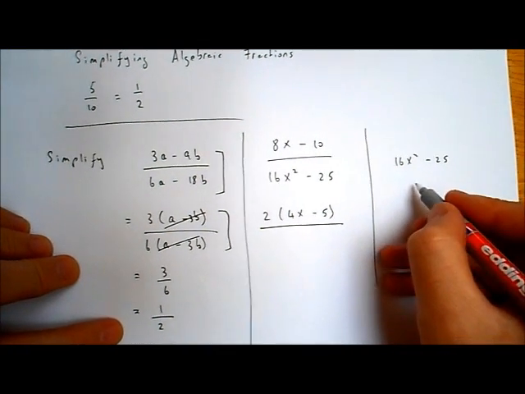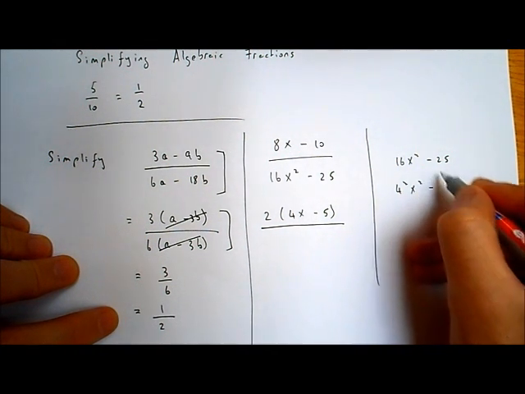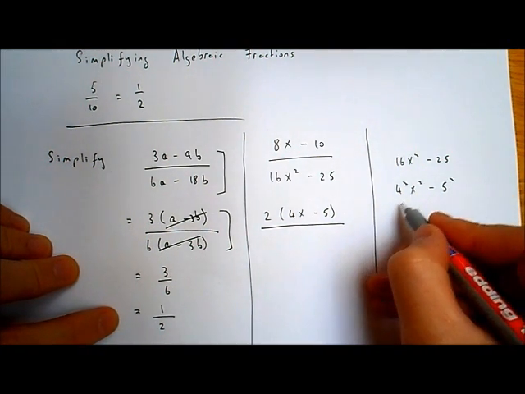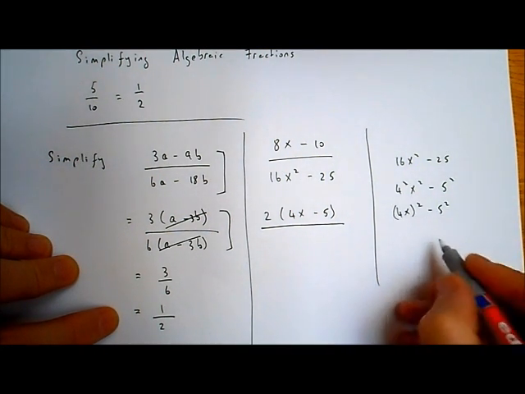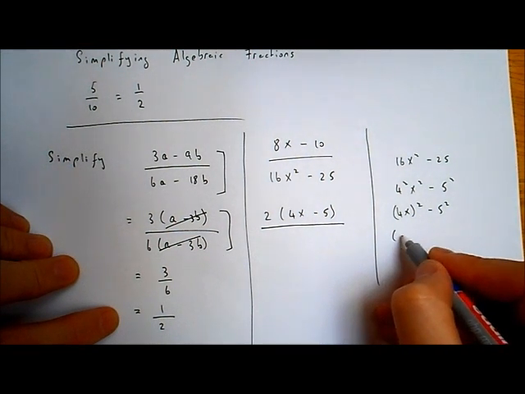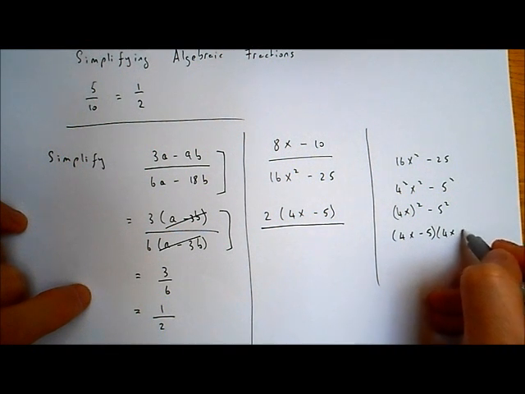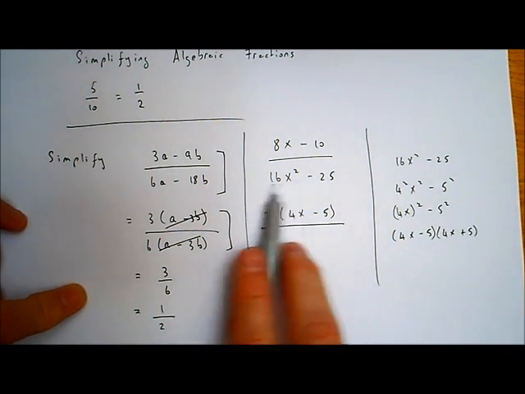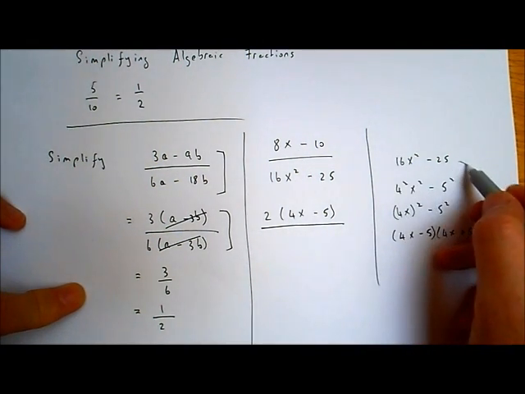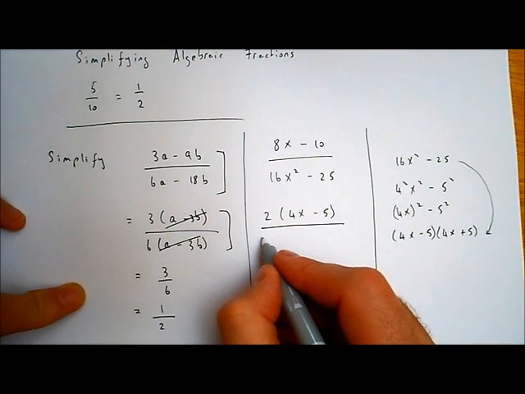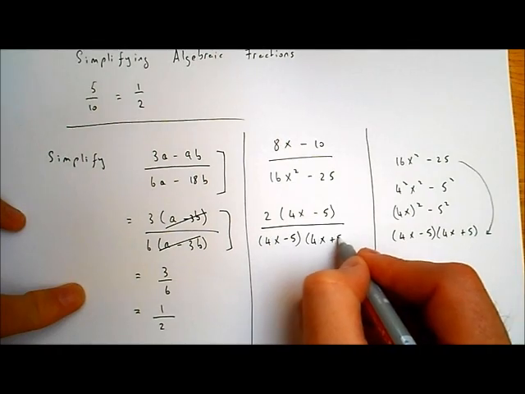So remember the way we did it, we noticed that 16 is the same as 4 squared, x squared, and then 25 is 5 squared. So I can rewrite this part as 4x all squared minus 5 squared. And now I can factorize this by rewriting that as first minus second, so 4x minus 5, times first plus second, so times 4x plus 5. So this part over here, the denominator, simplifies down to this. So I can rewrite the bottom, the denominator, as 4x minus 5 times 4x plus 5.